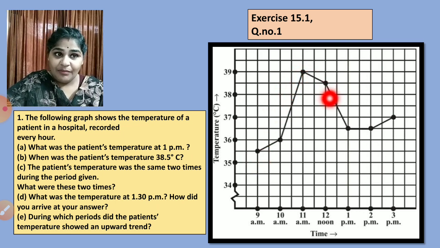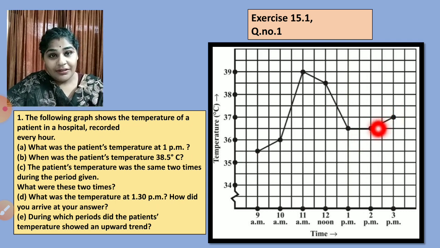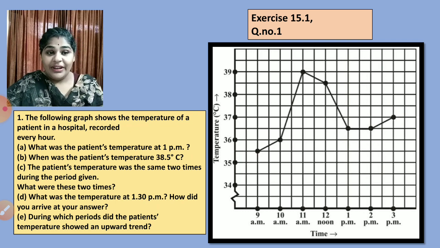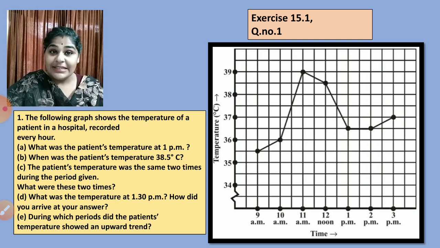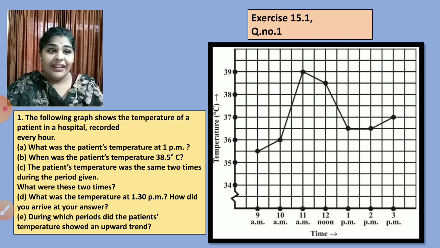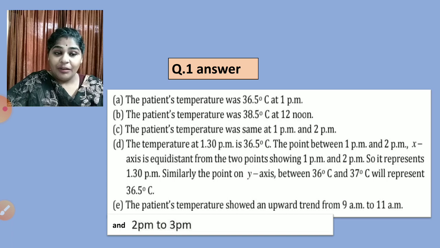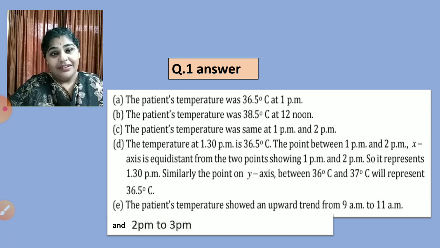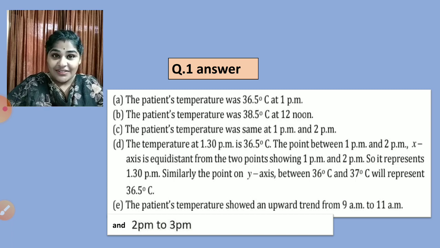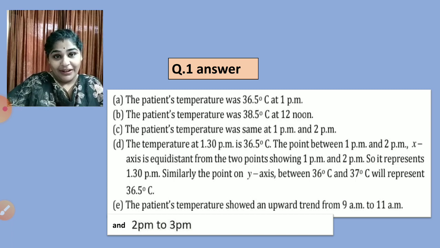Now here it is coming downward. Okay, here it was constant. Now from here it is going again upward, children. That is from 2 to 3 it is again in an increasing form, right? So 3 times we have seen the temperature is increasing, that is upward trend. That is 9 to 10, 10 to 11 and 2 to 3. So you will write the answer: the patient's temperature showed an upward trend from 9 to 11 directly, or write 9 to 10, 10 to 11 and then 2 p.m. to 3 p.m. So these are the answers, children, for question number 1.